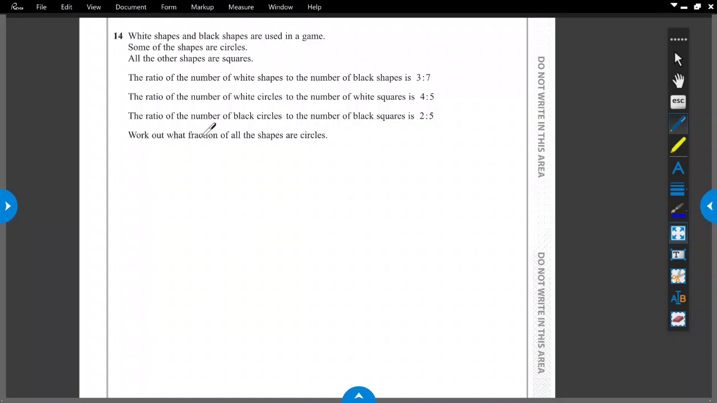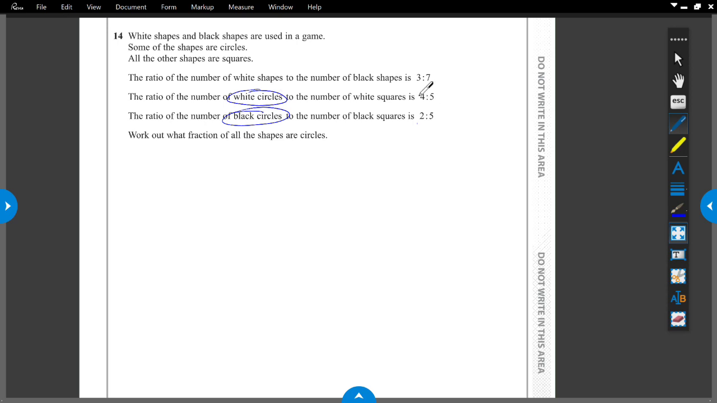It's usually easy to work with fractions and ratios, so even if you didn't ask us to work out a fraction, I'll convert these into fractions. Now there's a lot of information here, it's quite difficult to get your head around, but we want to work out the fraction of all the shapes which are circles, so let's start with that. And the information we have about circles is white circles and black circles. So somehow we need to work with these to begin with.